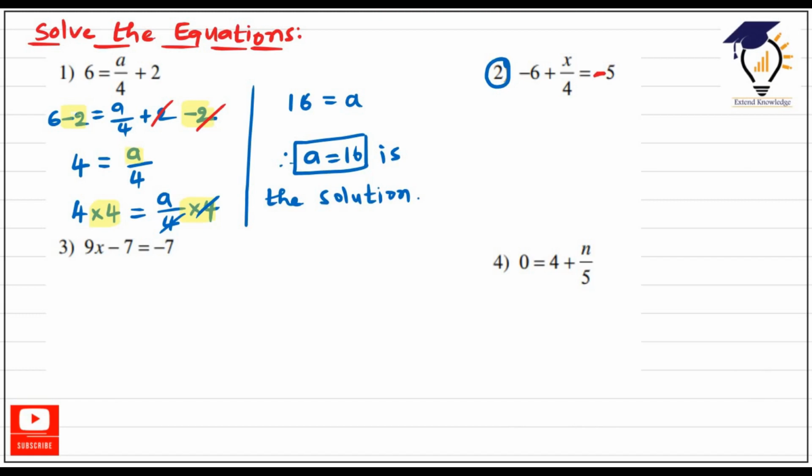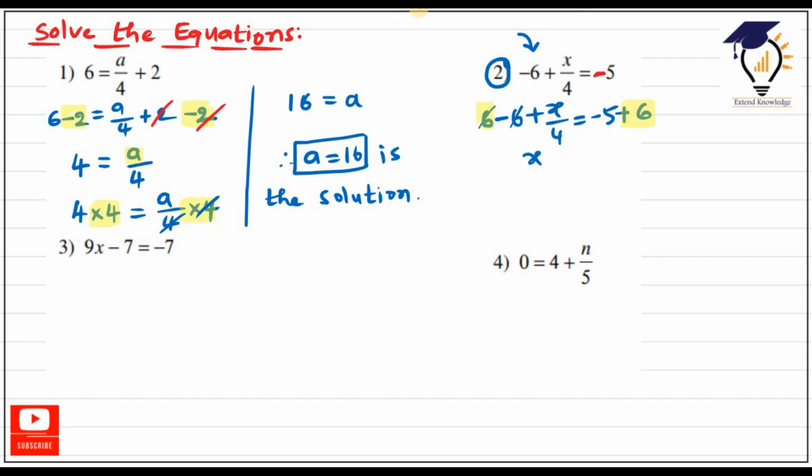Negative 6 plus x by 4 is equal to negative 5 here. So first I want to do the inverse operation of this one, so I am just adding 6 on both sides. 6 is being added: negative 6 plus 6 plus x by 4 is equal to negative 5 and then plus 6 here. So 6 goes off here. You can see that 6 is being added here. 6 goes off, which is 0, and 0 need not be mentioned here.